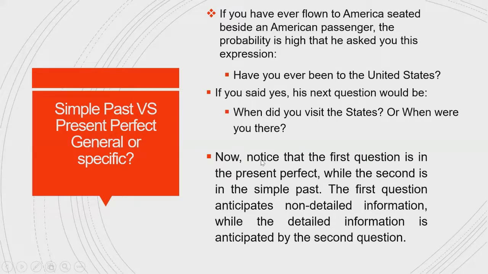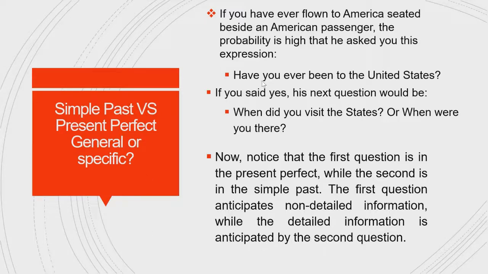So now notice that the first question is in the present perfect, while the second question is in the simple past. The first question anticipates non-detailed information, while the detailed information is anticipated by the second question.